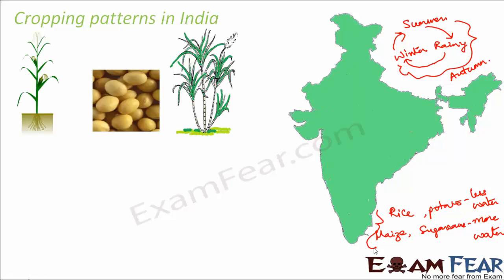So here you can see that you have crops like maize, soybean, sugarcane. So these are some of the plants which need more water. So that means it will be a wise decision to grow these type of plants during rainy season, because there the water availability is more.